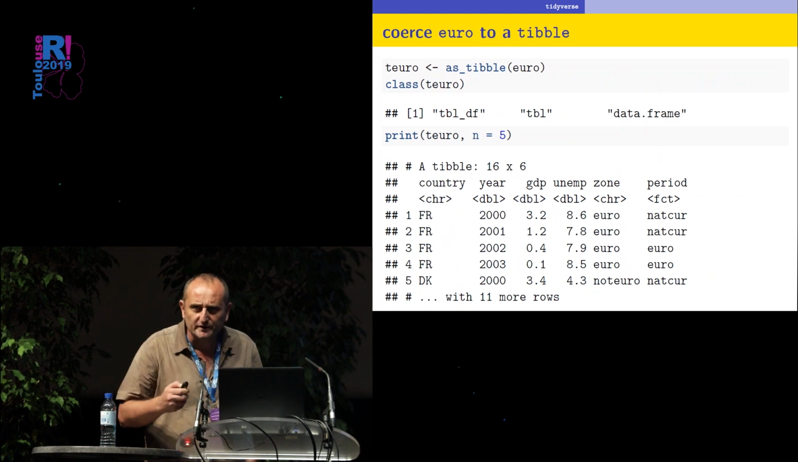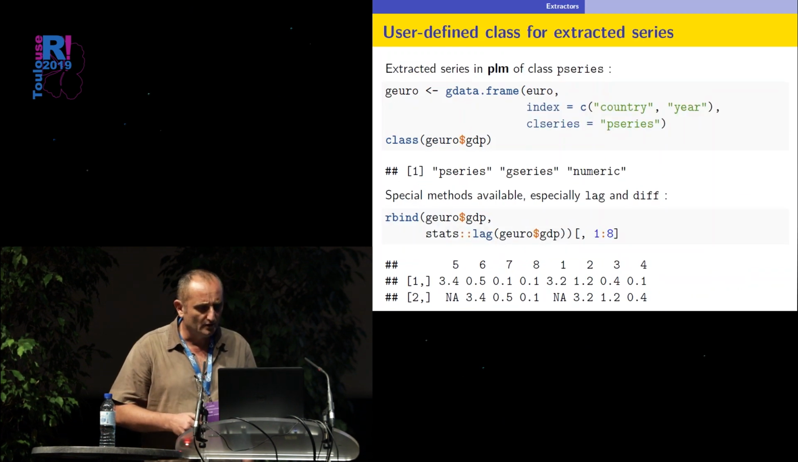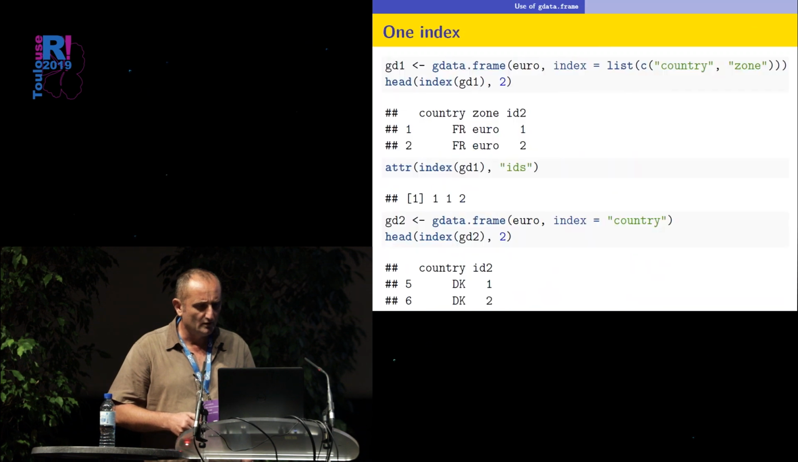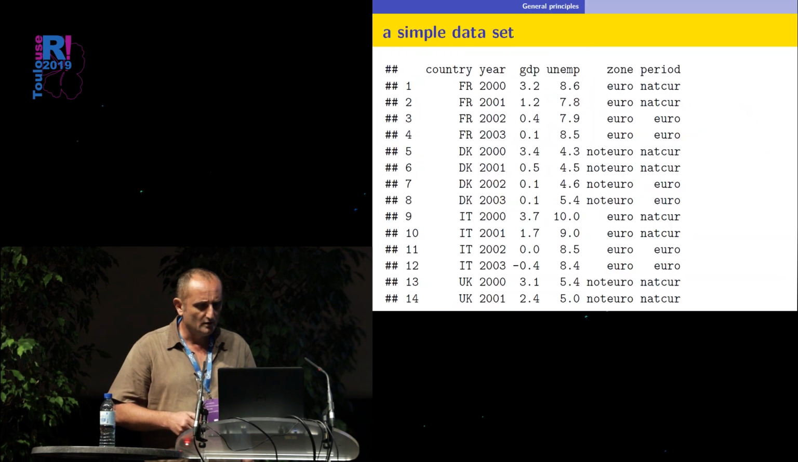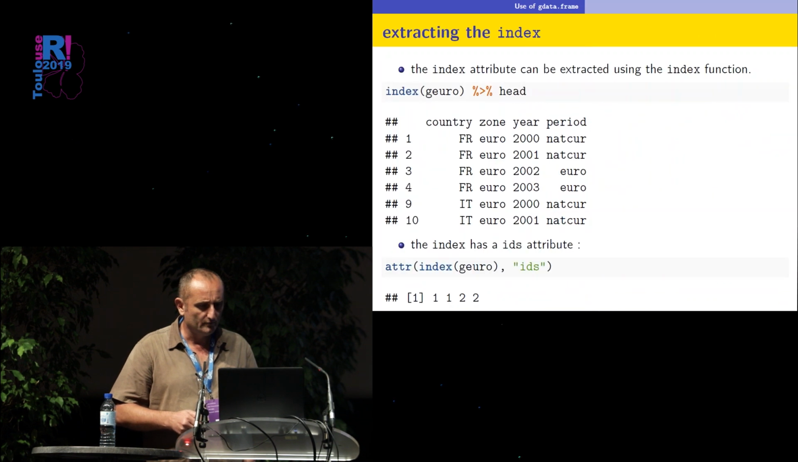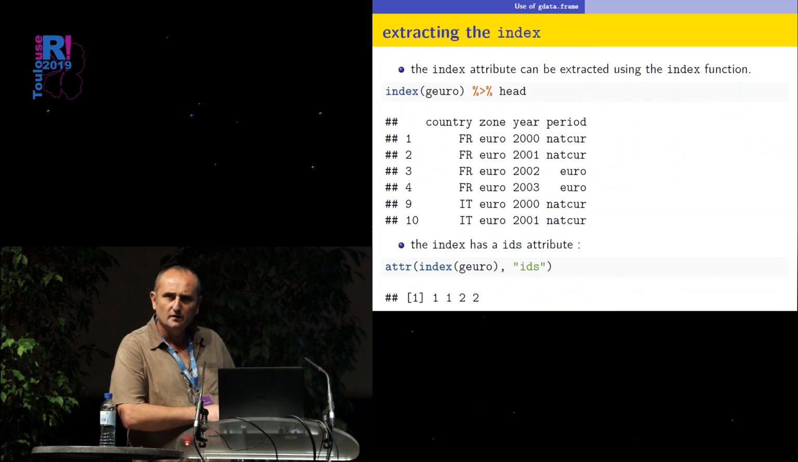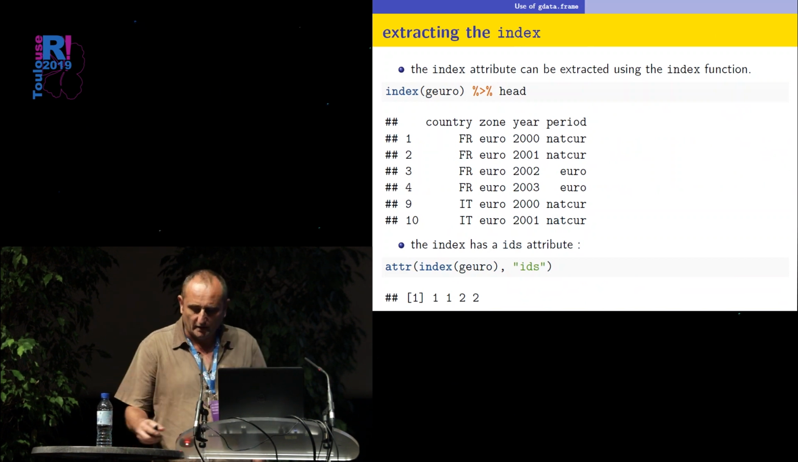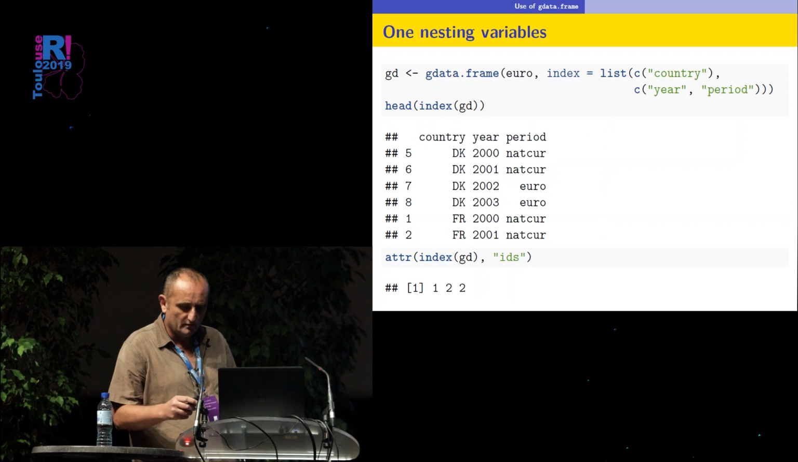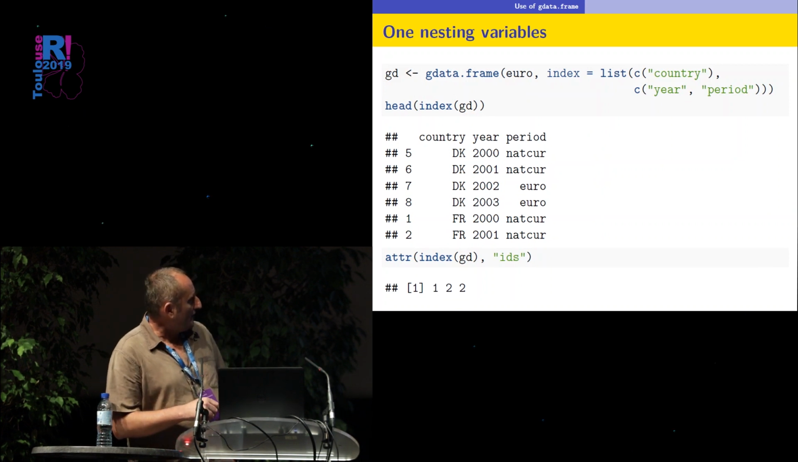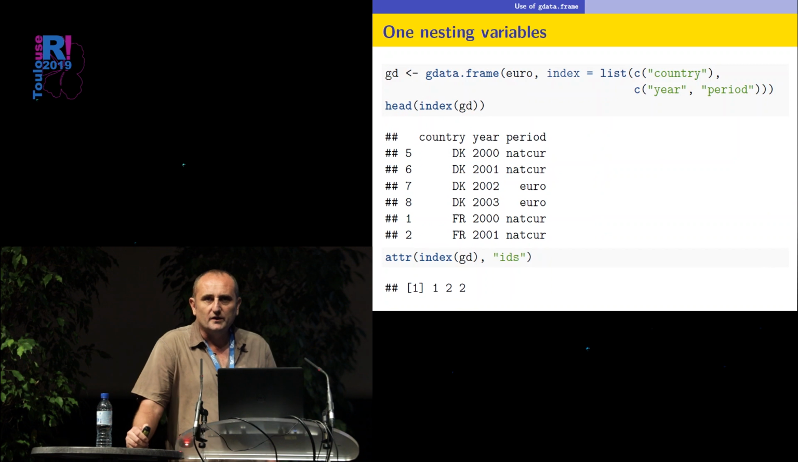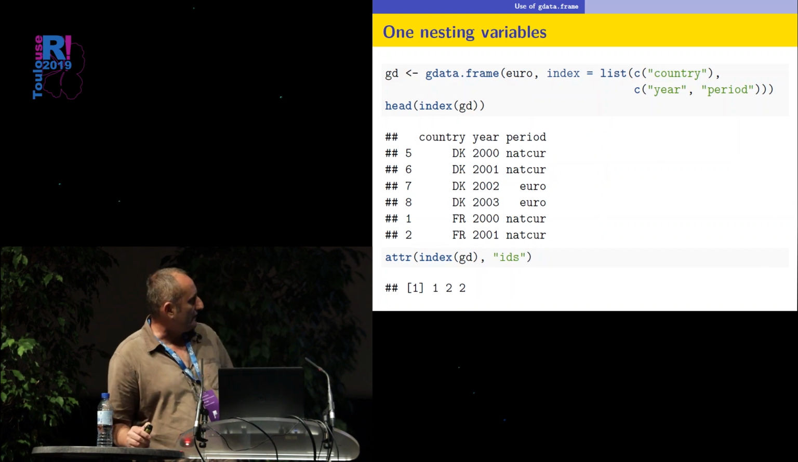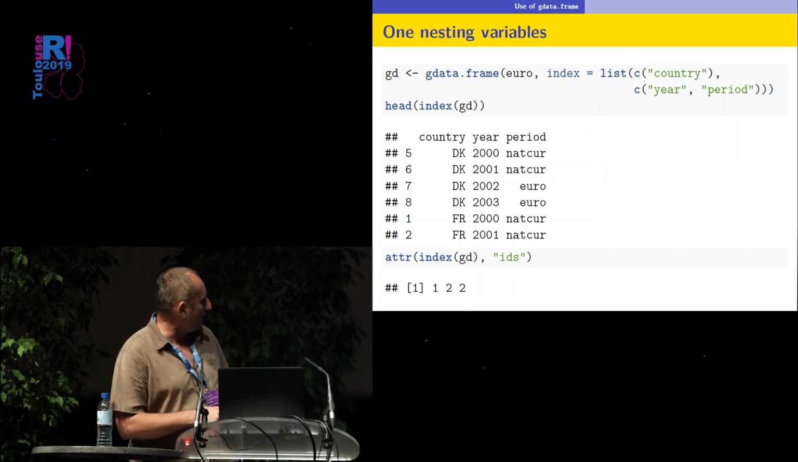You said column numbers? Numbers, not names. Do you mean here? Yes. If I take this example, it's more interesting. I have only one variable for index 1 and two for index 2, the second index and the nesting variable. So 1 and 2 here just indicate that the first one refers to index 1 and the last two to index 2.